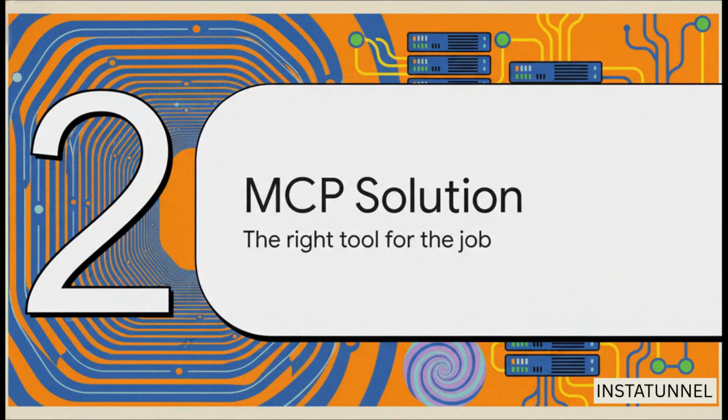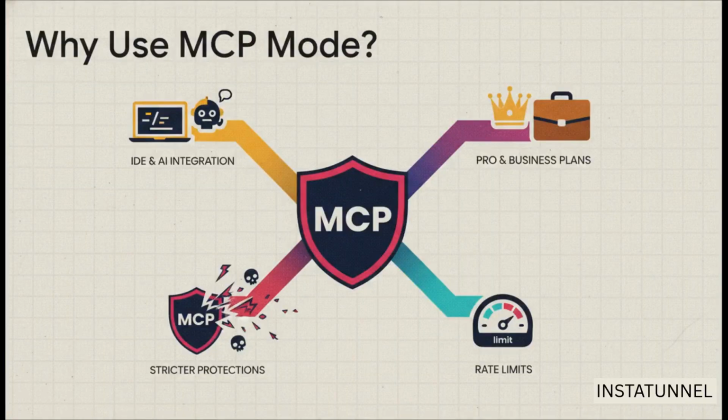Okay, so that's the problem. How do we fix it? Well, let's take a look at how InstaTunnel provides the absolute perfect tool for this exact job. Now, what's really important to get is that MCP mode isn't just some generic all-purpose tunnel. No, it's purpose-built for integrating with IDEs and AI assistants. Because it's a professional tool, it's available on pro and business plans, and with that comes much stricter MCP-specific protections and even rate limits to keep your connections safe and sound.